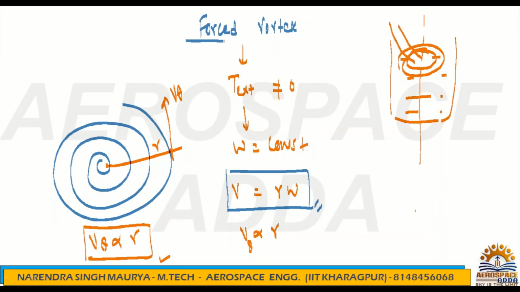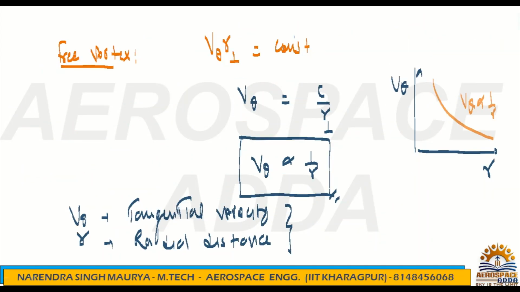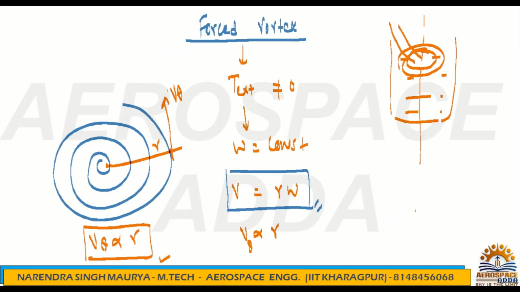Hence v into r, which is nothing but tangential velocity into r, is directly proportional. So now overall, if you go for the free vortex, last class I had shown the plot also. V theta into perpendicular distance is constant. So if you draw the graph for the free vortex, you will get it like this. But in case of the forced vortex, what will be the graph?